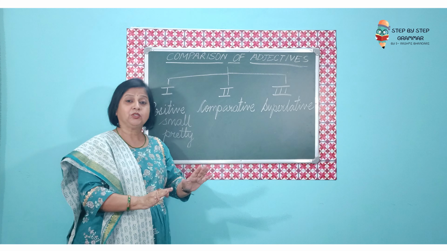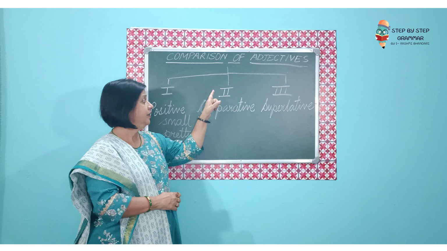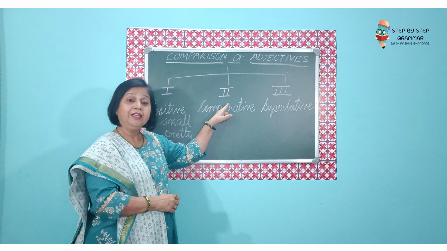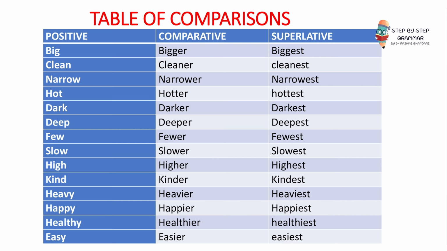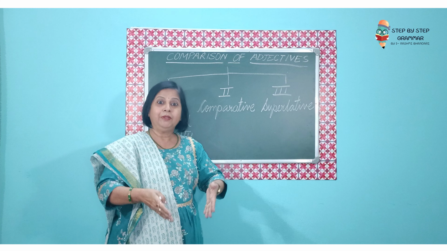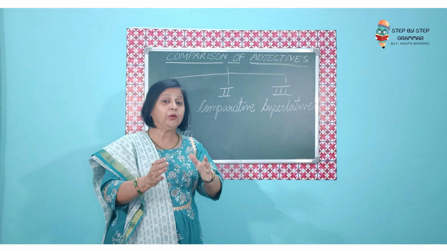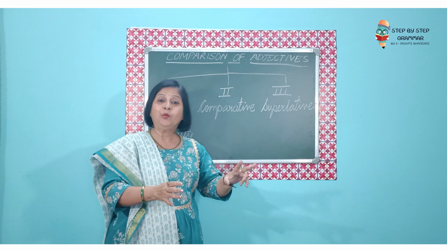No comparison at all. Now, moving on to the comparative degree, which we call the second degree, that means we are comparing two things. We are comparing the qualities of two things. And when we compare two things, we compare the same qualities. For example, this road is cleaner than that road. Now I'm only talking about the cleanliness of both the roads.